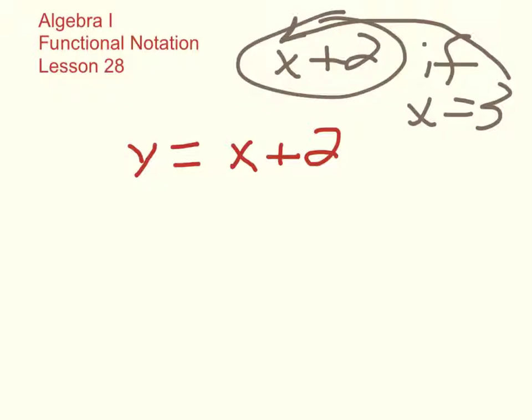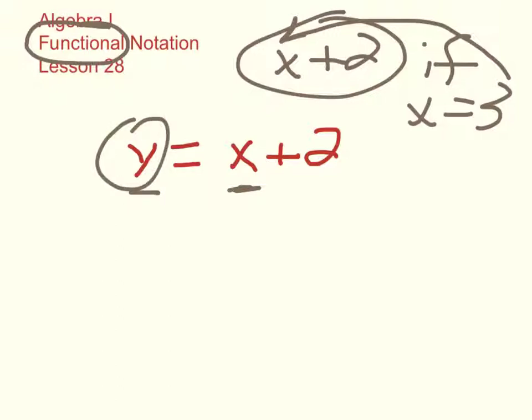Now, notice in the example on the screen, I had y is equal to x plus 2. And really this is called a function, or we call this functional notation. That sounds complicated, but it's really not. All this is a fancy way of saying that whatever we put in for x and add 2 to, we're going to get the value of y.